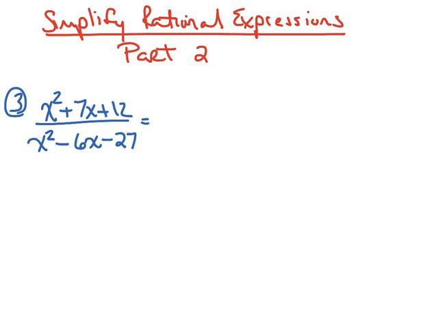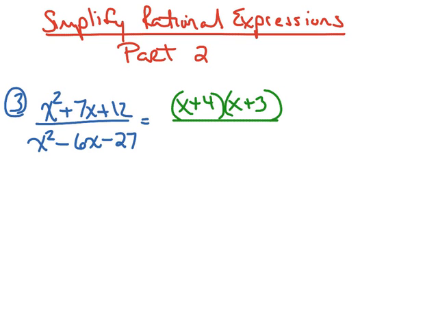Number 3, x squared plus 7x plus 12 over x squared minus 6x minus 27. We're going to begin by factoring the numerator, x squared plus 7x plus 12. Notice again my trinomial has a leading coefficient of 1. Therefore, we want to find two things we can multiply together to get that trinomial. We know that x times x will give me the x squared. Now I need to find factors of 12 that are going to add up to 7. In other words, what two numbers can I multiply together to get 12, but they're also going to add up to a 7? In this case, those two numbers are 4 and 3. 4 times 3 gives me 12. 4 plus 3 adds up to 7.